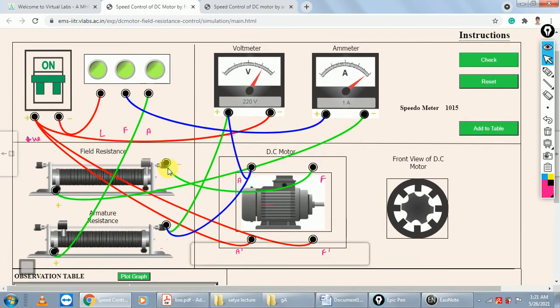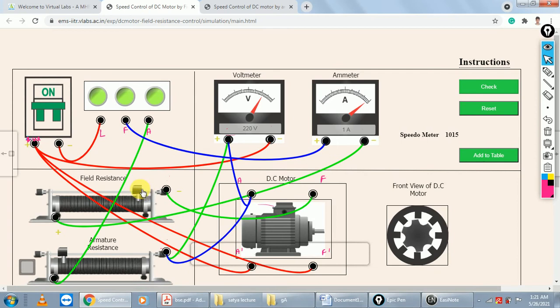So take the next reading. Here we increase the value of field resistance. Field resistance increases means your phi decreases. Phi decreases means speed increases. Click on add to table, take the next reading.